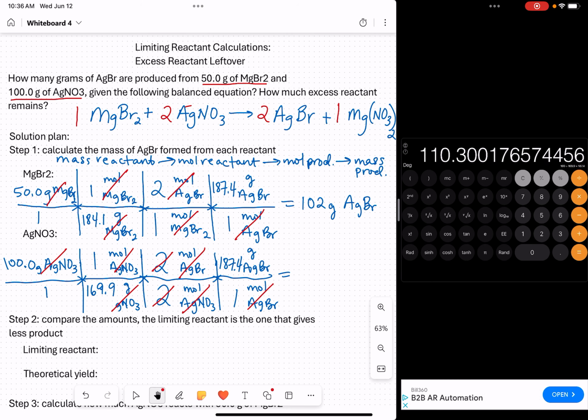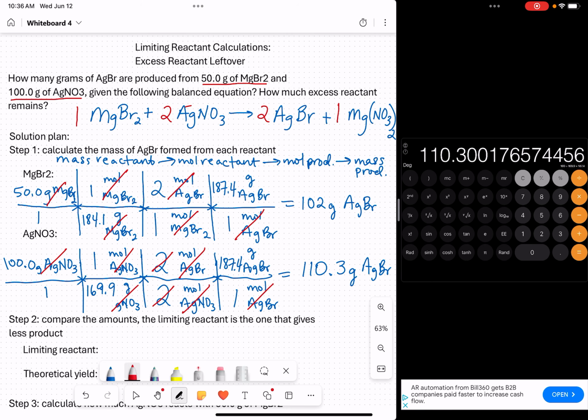187.4 and I get 110.3. And I can actually keep 4 significant figures because my starting number 100.0 had 4 significant figures. So in this case, when I start with 100 grams of silver nitrate, I get 110.3 grams of silver bromide.